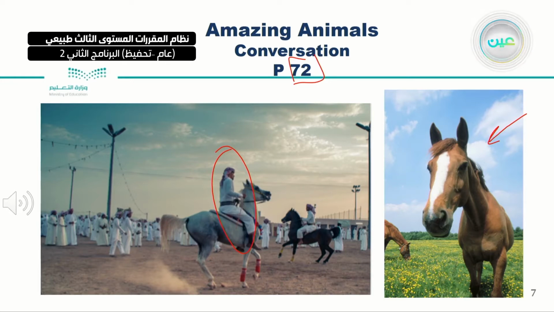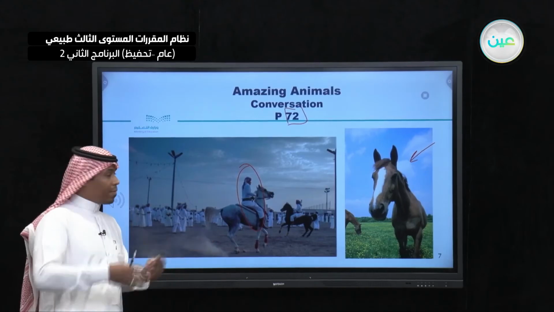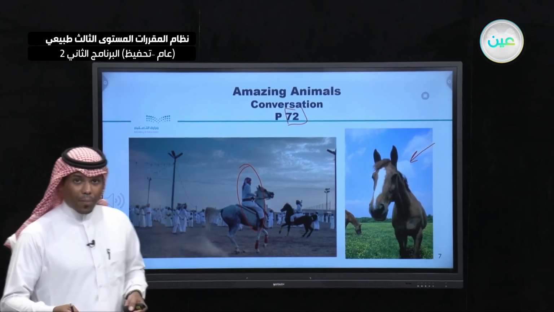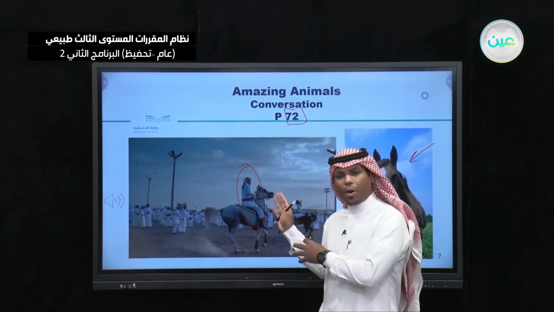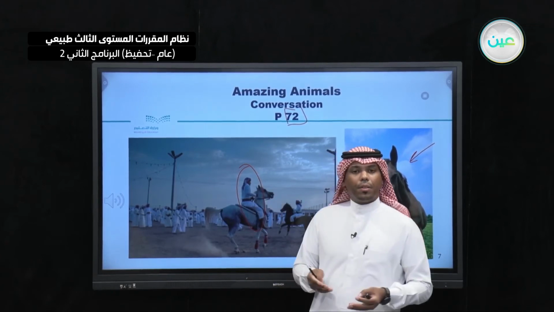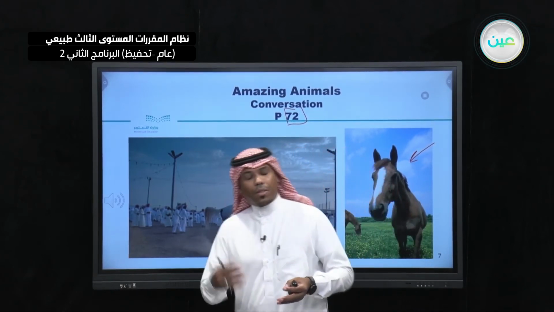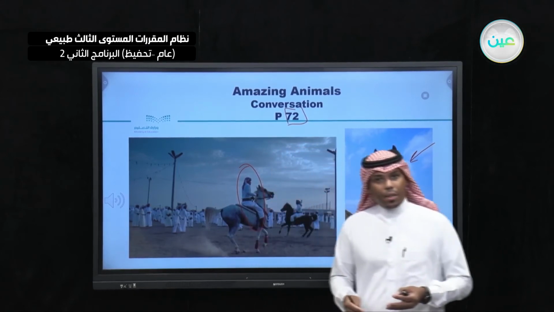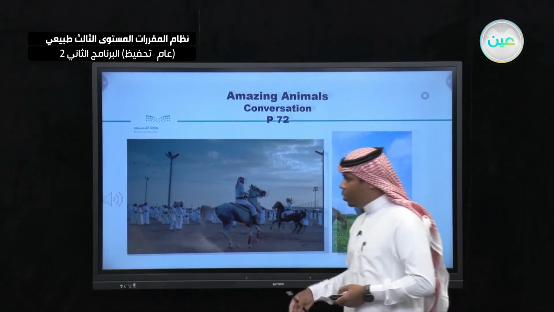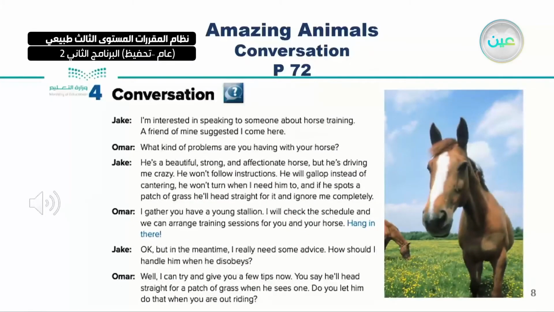Now, after you hear this conversation between Jack and the man who gave him the advice, do you think Jack is strict with the horse or not? Very good, because now Jack is facing a problem. He should deal with that. So now let's move on, page 72.